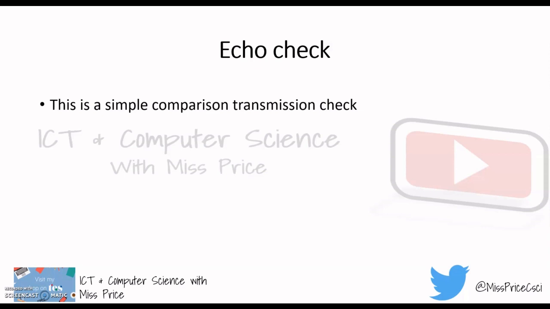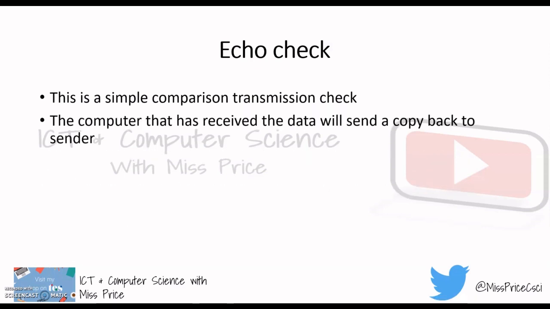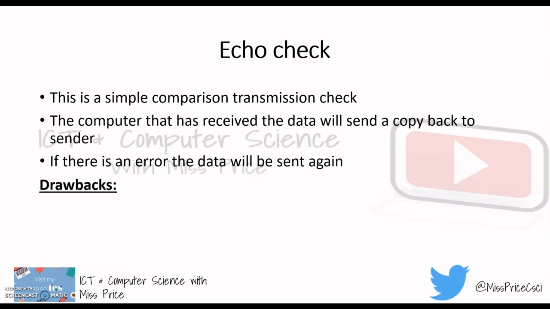Maybe a data check that you can probably think of is possibly your Google or your Alexa. When you say Alexa, lights on, then Alexa has to check, okay, is that the data they want? Yes, that matches, I've got that, I can turn the lights on. So the computer has received the data and it will send a copy back to the sender. So if there's an error in the data, then it's got to be sent again. So really simple, it is what it says on the tin. It's an echo check.